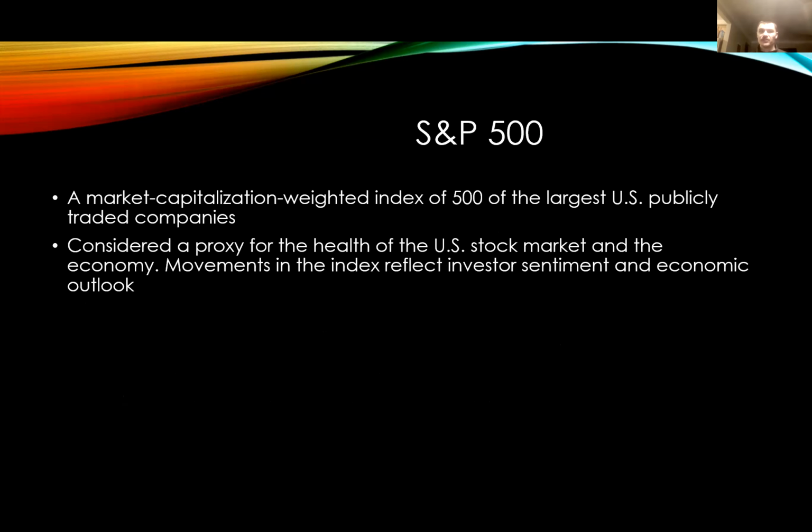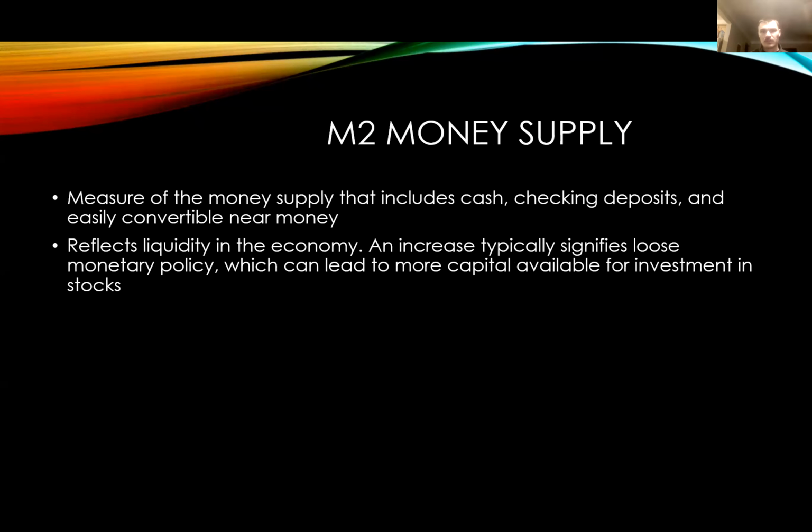The S&P 500 is a market cap weighted index of 500 of the largest US companies. It's considered by many professionals to be a proxy for the health of the US stock market as a whole, and also for the whole economy. Movements in this index can reflect investor sentiment and economic outlook. The M2 money supply is the measure of money that is readily available to be invested. It includes cash, checking accounts, and easily convertible near money, and it shows liquidity in the economy.